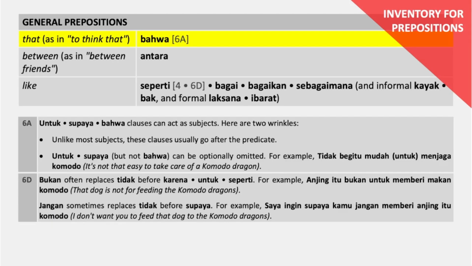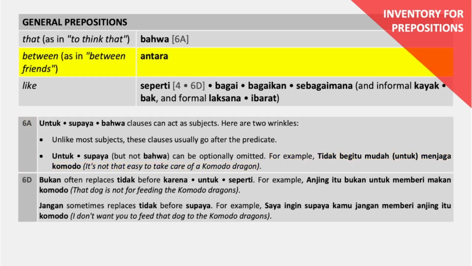That, as in to think that, bahwa. Untuk, supaya, bahwa clauses can act as subjects. Here are two wrinkles. Unlike most subjects, these clauses usually go after the predicate. Untuk, supaya, but not bahwa can be optionally omitted. For example, tidak begitu mudah menjaga Komodo. It's not that easy to take care of a Komodo dragon.